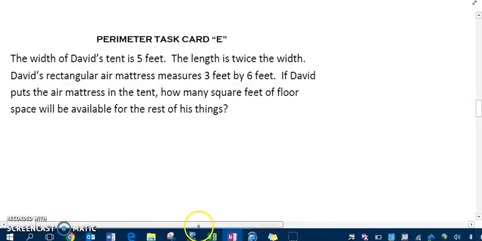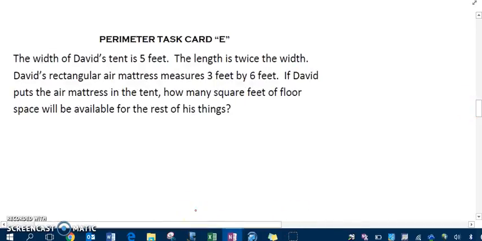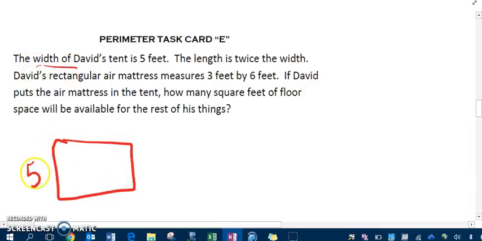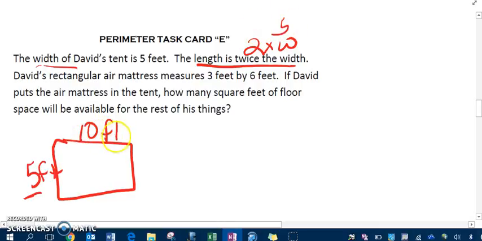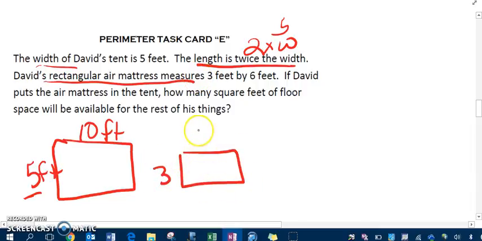Alright, here we go. Task card E. David has a tent that is 5 feet wide. Alright. And it says the length is twice the width. So 2 times W would be the length. Well, we know the width is 5, so 2 times 5 would make it 10 feet. He has an air mattress that's a rectangle that is 3 by 6. So it's 3 feet by 6 feet.